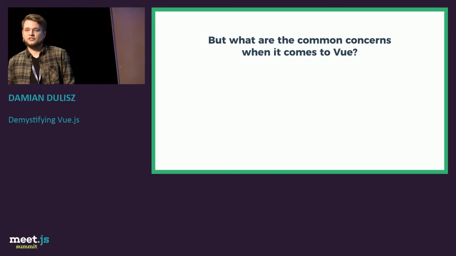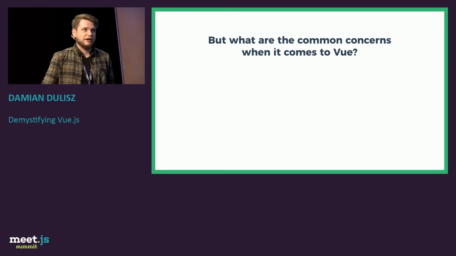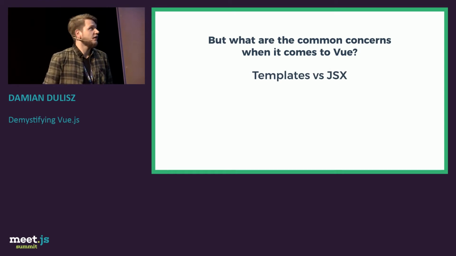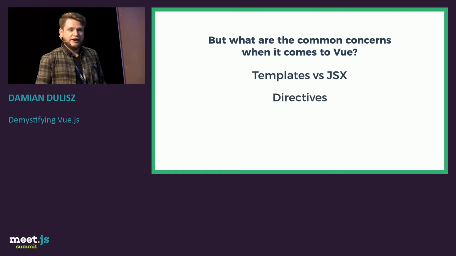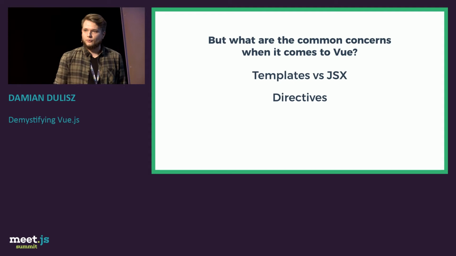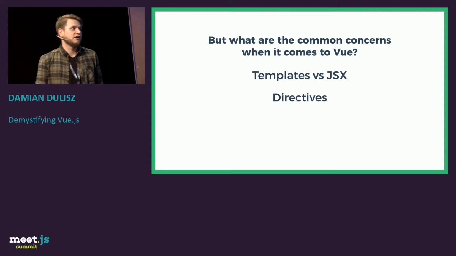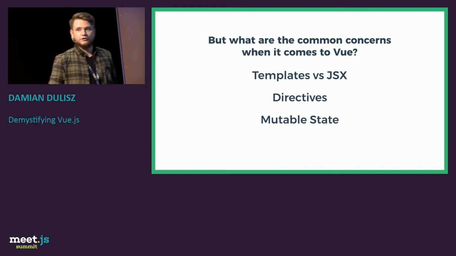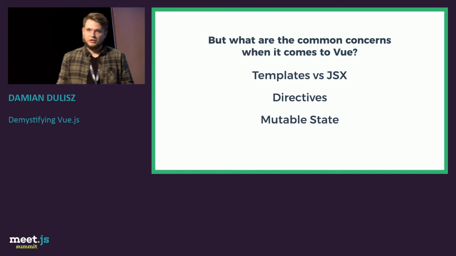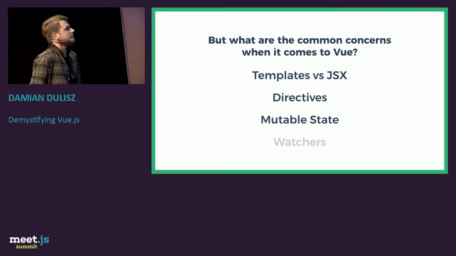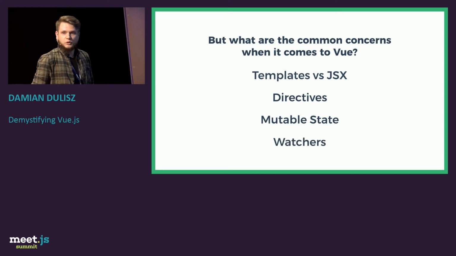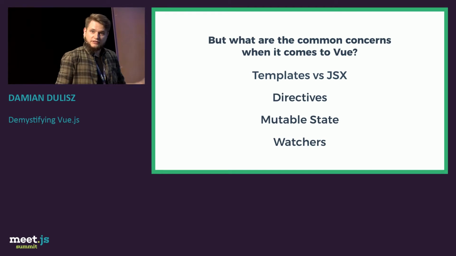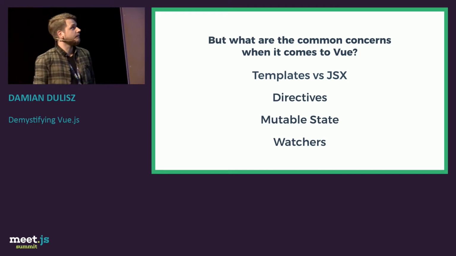There are some concerns when people hear about Vue: hey, there are templates, and templates are worse than JSX, right? And there are directives. That's probably the worst. You have to learn a DSL in your templates. And there is mutable state. That's the horror. I mean, everything should be immutable right now. And there are watchers. This is completely dirty. So I would just like to talk about those things a bit.